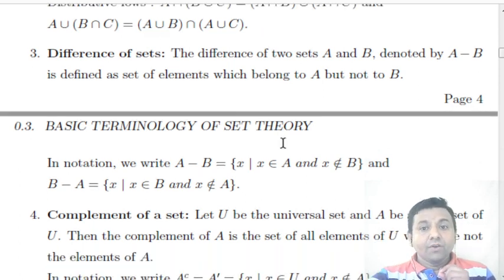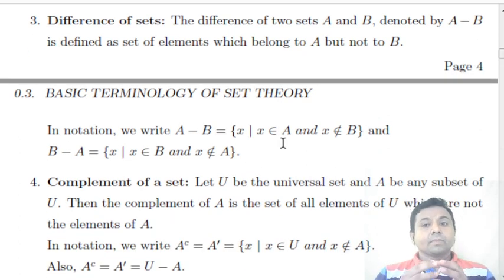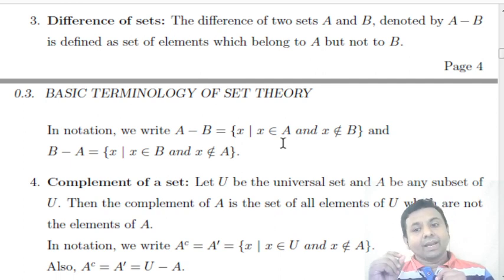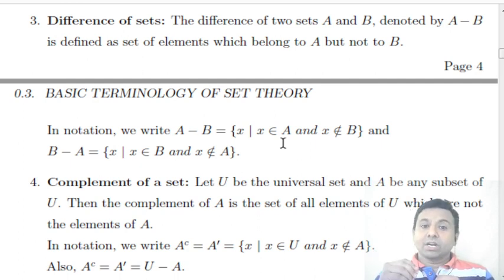Now we have the difference of sets. The difference of two sets A and B, denoted by A minus B, is defined as the set of elements which belong to A but do not belong to B. In notation, A minus B equals the set of all x such that x belongs to A and x does not belong to B. And similarly, B minus A means the set of all x such that x belongs to B and x does not belong to A.